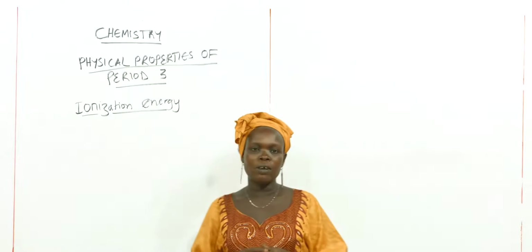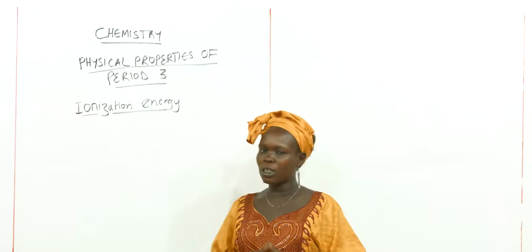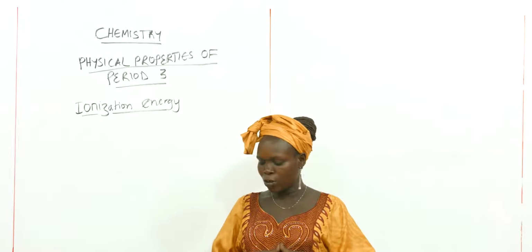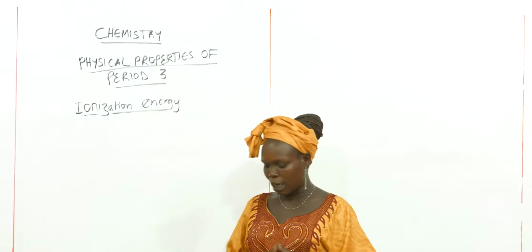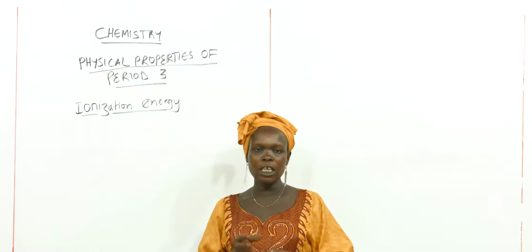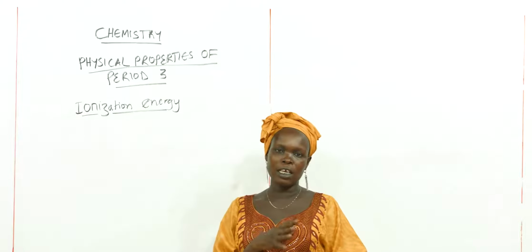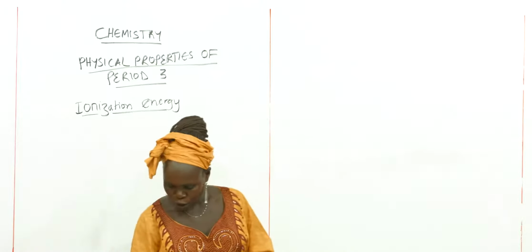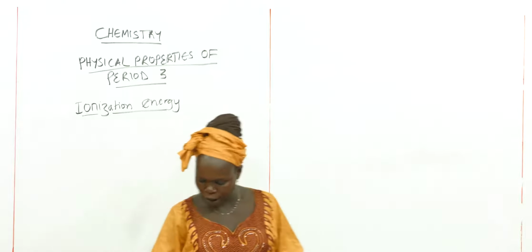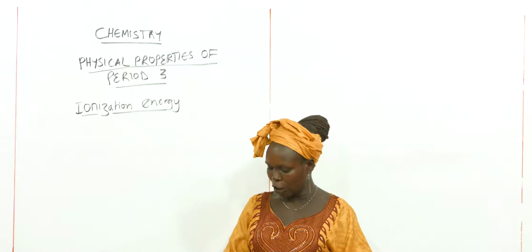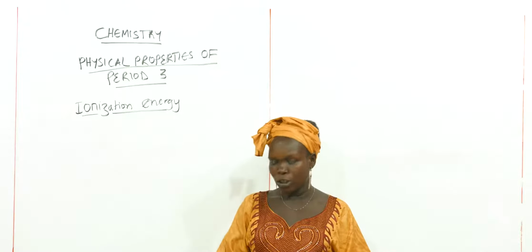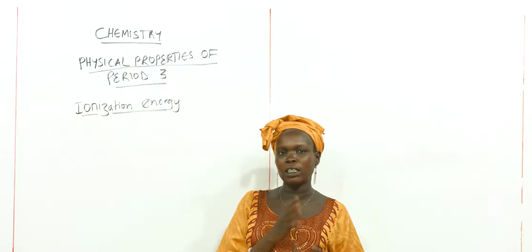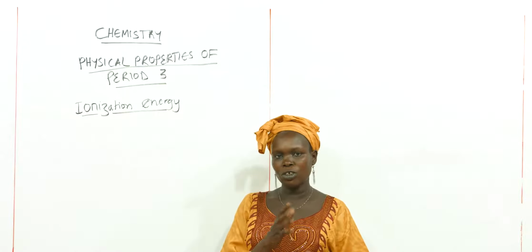So what is this ionization energy? First of all, ionization energy is the energy required to remove an electron from a gaseous atom. The ionization energy of period 3 elements generally shows an increase moving across the period. As you move from sodium to argon, you will see an increase in the ionization energy.